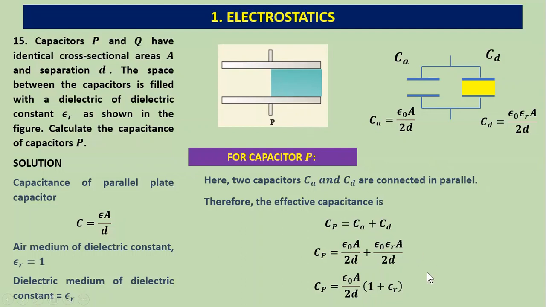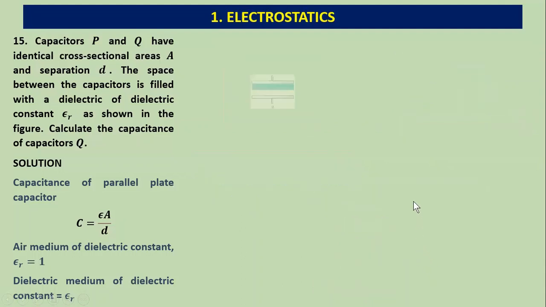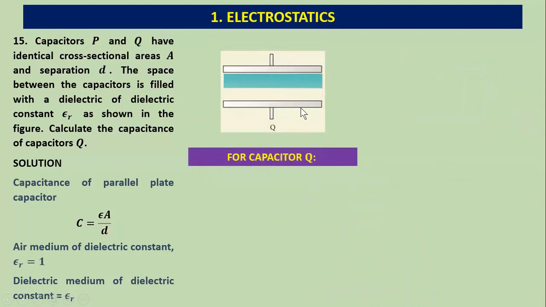Let us now work on the second one, the Q. Here in the capacitor Q, the area for the two capacitors is the same, whereas the gap between the plates is different. The air-filled capacitor has a gap of D by 2 and the dielectric filled capacitor has a gap of D by 2, whereas both the capacitors have the same area, capital A. These two capacitors are in series combination, one after another.